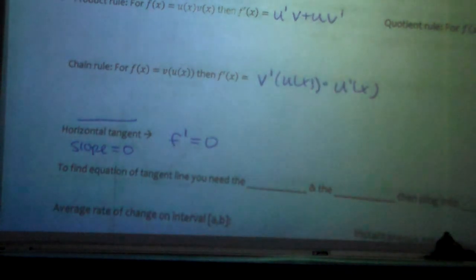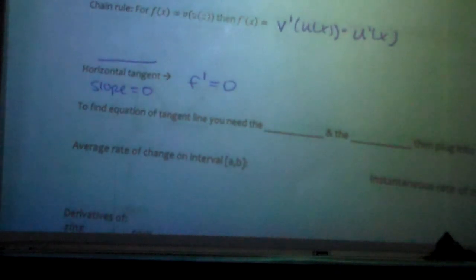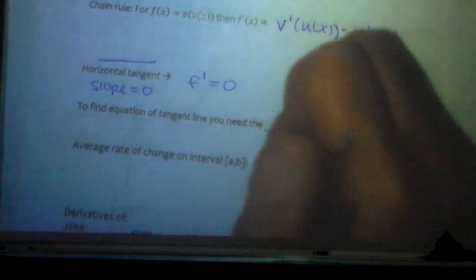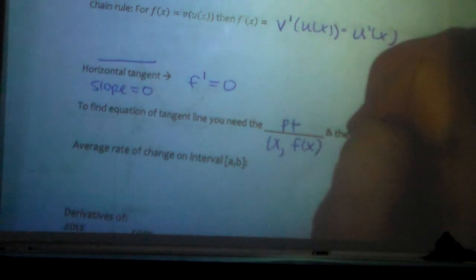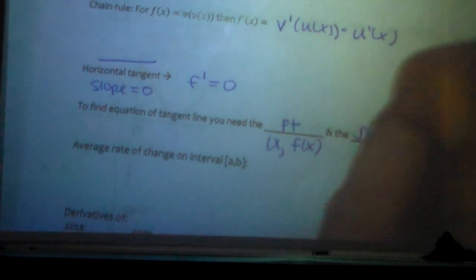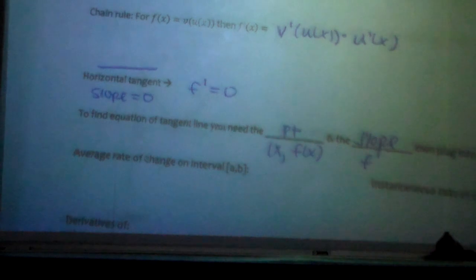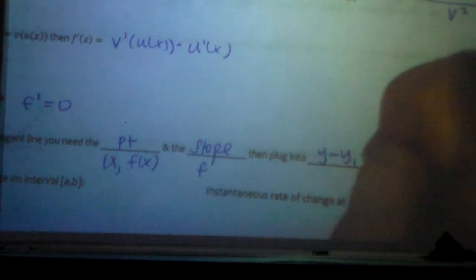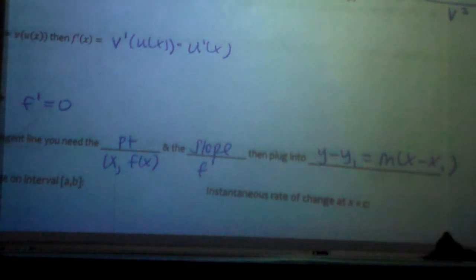Horizontal tangent line, so a horizontal line we know has a slope of 0, which means I find my derivative and set it equal to 0. If I want to find the tangent line, first I need my point, which is just going to be x and then f of x. And I also need my slope, the slope would be my f prime at that x value. And we plug into the equation of a line like this.